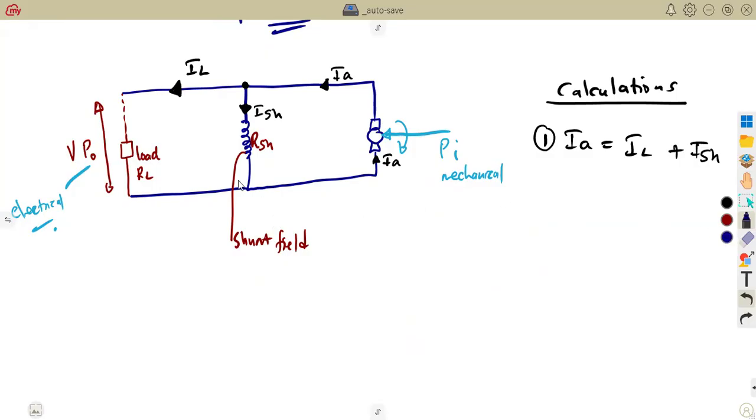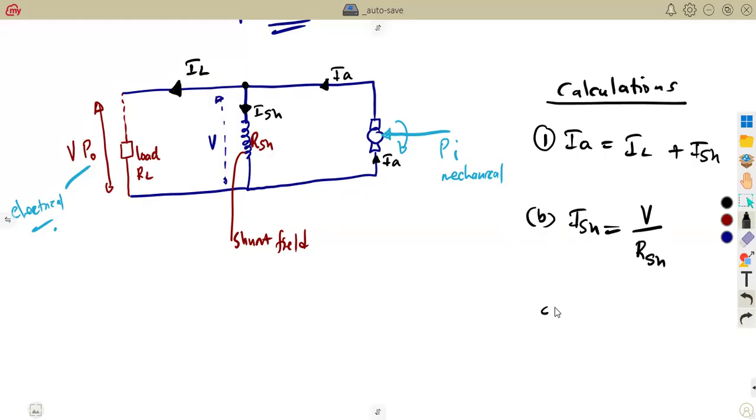As the voltage that is across here is the same voltage affecting directly the shunt field, the voltage that we are noticing at the terminals is the same voltage that is across the shunt field. So that can act as an advantage for us to obtain the shunt current, because the voltage is readily available, which is your terminal voltage, versus the resistance. But which resistance are you talking about? The resistance of the shunt. It can give us the shunt current.